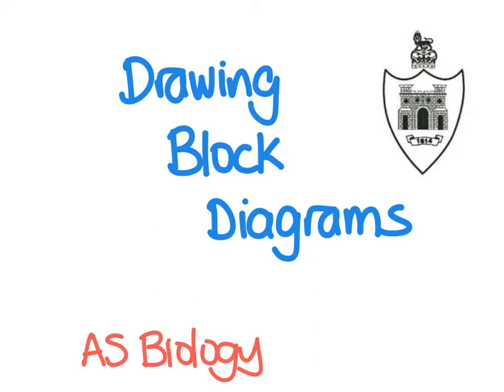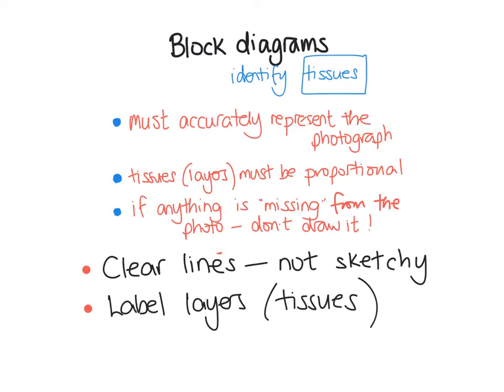The reason why I say that is because biology diagrams, if they're block diagrams, really they are line drawings, and they're clear line drawings. So if we look at this, what we're trying to do is identify tissues. When we get a sample, and obviously if you were doing this in an exam, it would be a photograph, you would look at it and think, well, what tissues are there?